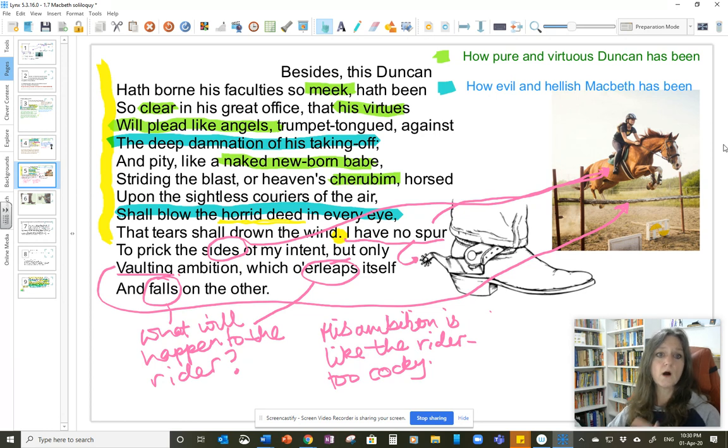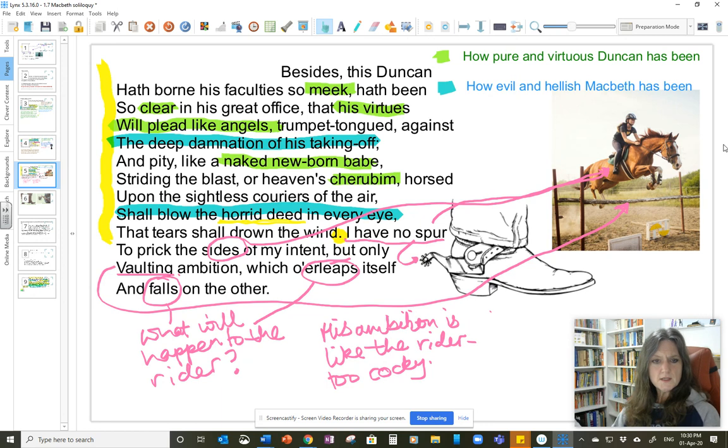Let's have a think about why. Besides, this Duncan hath borne his faculties so meek, has been so clear in his great office, that his virtues will plead like angels, trumpet-tongued against the deep damnation of his taking off. And pity, like a naked newborn babe, striding the blast, or heaven's cherubim horsed upon the sightless couriers of the air, shall blow the horrid deed in every eye, that tears shall drown the wind. That's a sentence and a half, and I really had to breathe when I got to those commas.